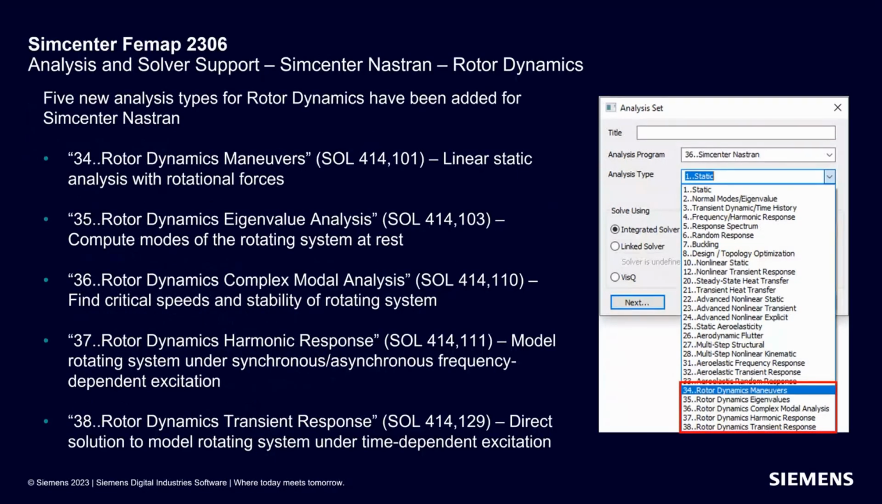Again, I'm not going to go real into this, but we did add 5 new analysis types for rotordynamics, as you can see, but they're only for Simcenter Nastran right now. And again, they're all solution 414. And then the one on the back end basically tells you what it is, whether it's linear statics or modes, complex modes, harmonic response or transient response. So basically, you just have that going on.